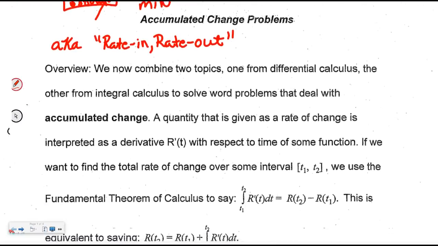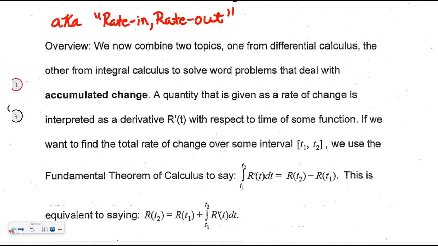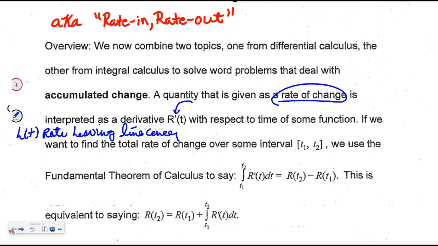So when we're reading this problem, it says a quantity that is given as a rate of change, remember that's a derivative, is interpreted as a derivative with respect to time of some function. It may or may not have this prime symbol on it, so you really have to watch how they word it. They might say L of t is the rate at which people are leaving the line for the concert. If they say that L of t is a rate, then that is a derivative. It would be in terms of people per hour. So watch that wording if you don't see a little prime on there.